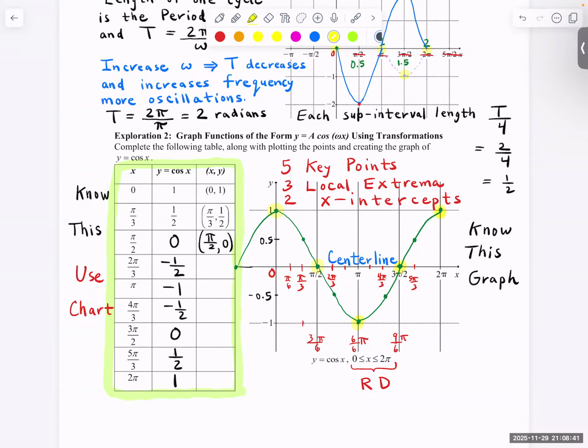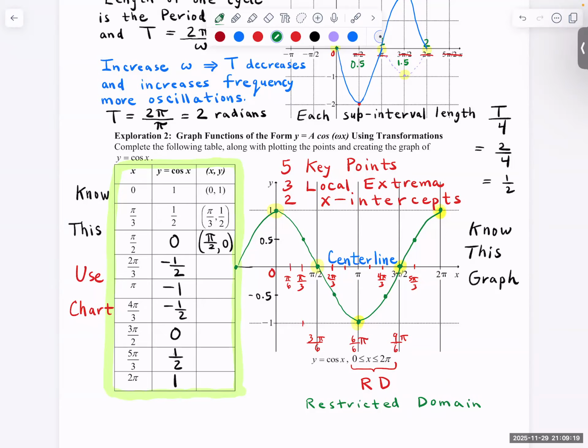The restricted domain RD is 0 to 2 pi. So to repeat, we'll use RD as an abbreviation for restricting the domain, which generally is all real numbers, to 0 to 2 pi, and call that the restricted domain for the angle x, which may be in radians.